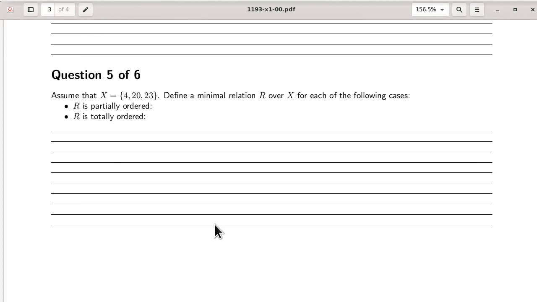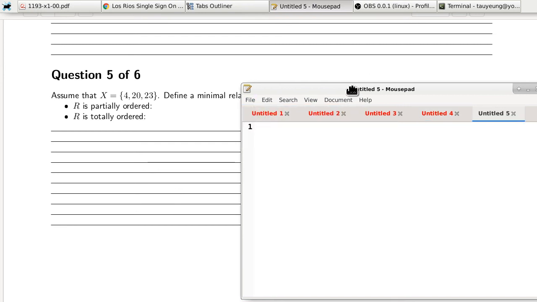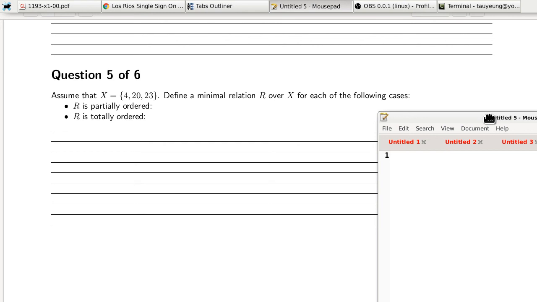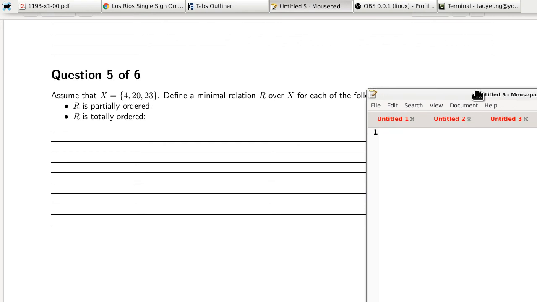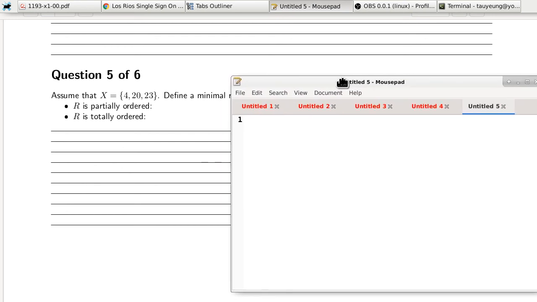Question 5. For question 5, we want to define the minimal relation R over X for the following cases: R is partially ordered, and R is totally ordered. Okay, so let's see how we can do that. So R is partially ordered.